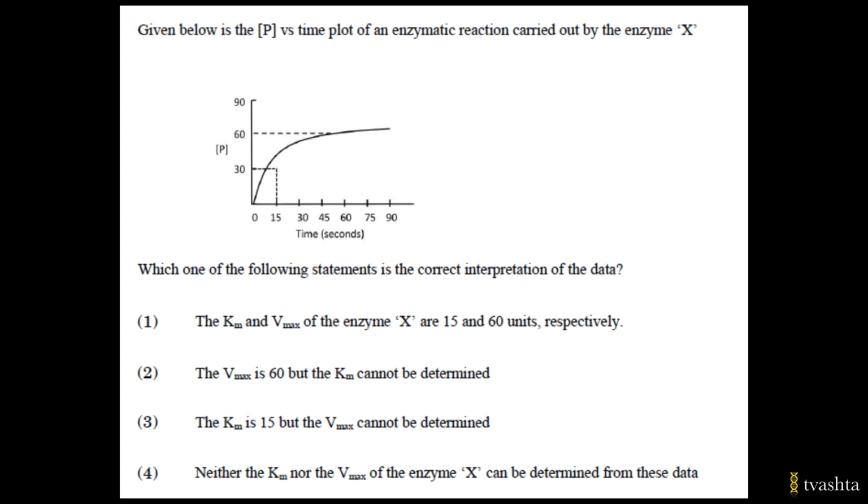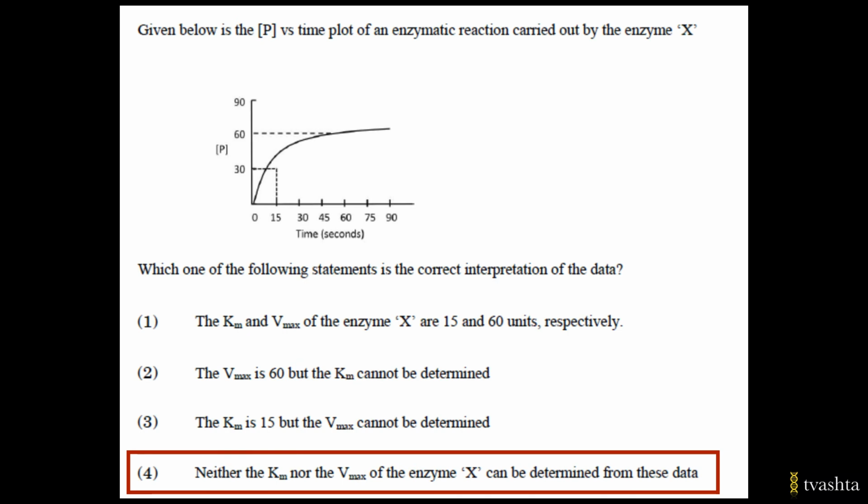Consequently, we arrive at our correct option, and that is the fourth option. Neither the Km nor the Vmax of the enzyme X can be determined from these data.